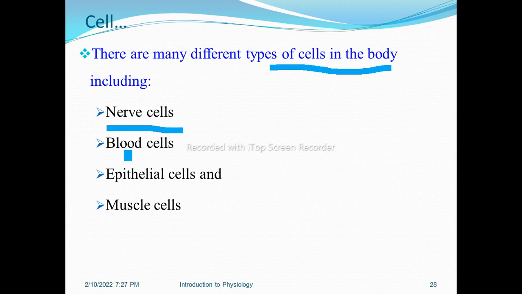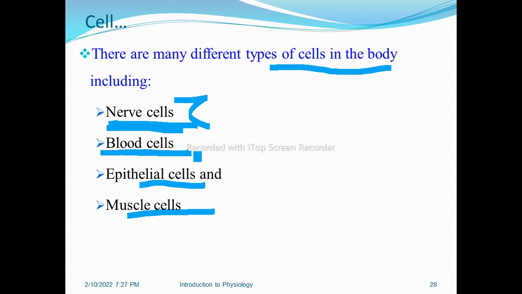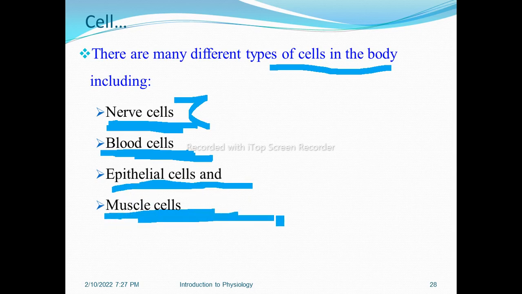For instance, there are nerve cells, blood cells, epithelial cells, and muscle cells. Nerve cells are used for controlling and integrating the human body, so they are very important for the control system. Blood cells are important for transporting and protecting our body, transporting oxygen and carbon dioxide, and protecting against infections. Epithelial cells are important for protection, absorption, and secretion, and muscle cells are important for movement.